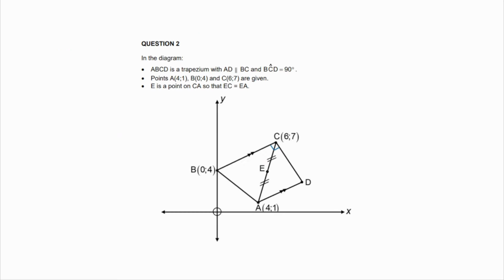Question 2, some geometry stuff. They say ABCD is a trapezium with AD parallel to BC.